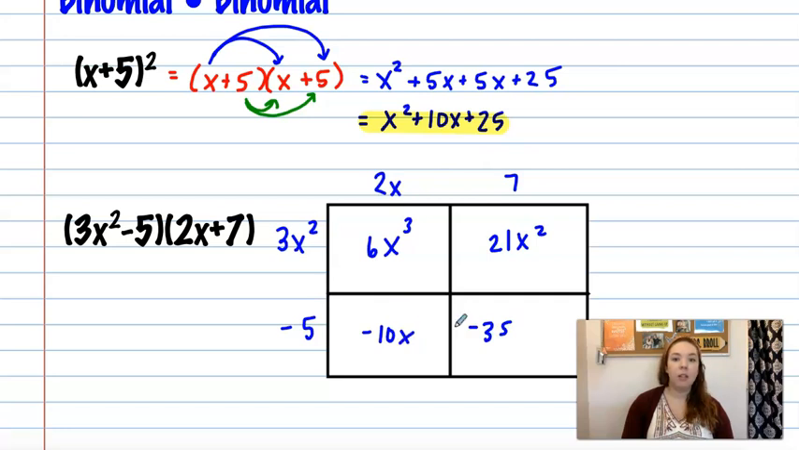And then since none of these are like terms, none of them have the same variable with the same exponent. All the exponents are different. There's nothing to combine on this one. So I'm just going to rewrite them in order next to each other. So this is the polynomial I get once they're multiplied out. All right, one more slide.